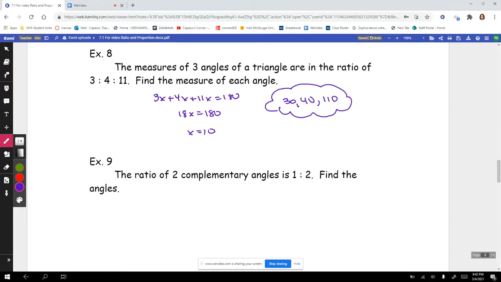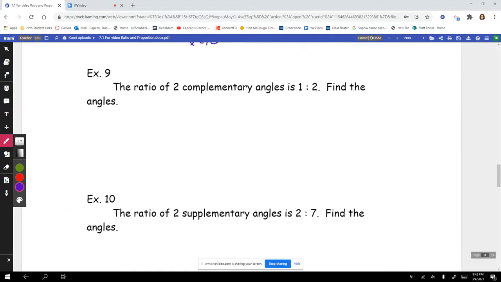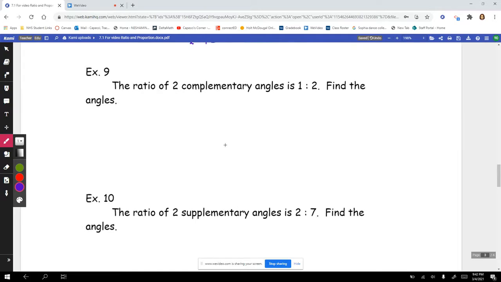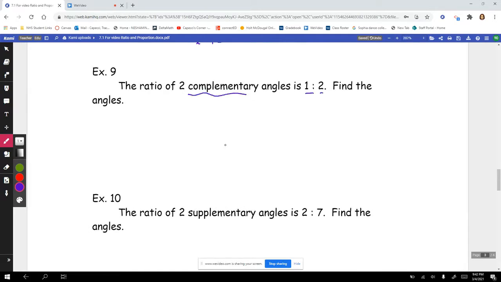Okay? Moving on. The ratio of 2 complementary angles. So I have 2 angles here. Complementary means that they add up to 90. So I'm going to do the same sort of thing. I have 1x plus 2x is equal to 90 because those angles are complementary. So this gives me 3x is equal to 90, so x is equal to 30. So my 1x is 30, my 2x is 60. Again, when I add them together, I get 90, which is what I wanted, so I'm all set.